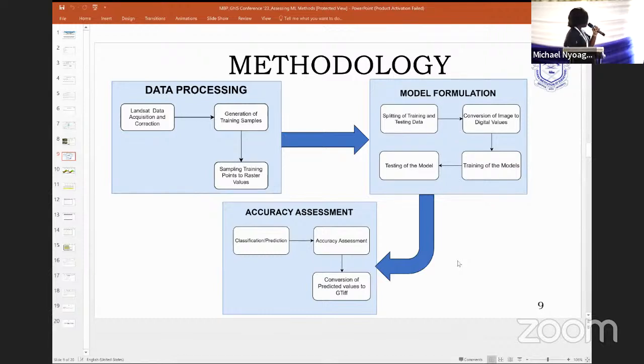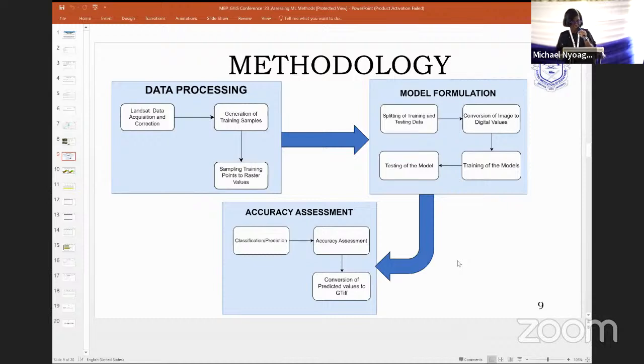Then we did the classification. So we classified it. We had the accuracy assessment using the metrics that I mentioned earlier. And then finally, we converted our values. Like I said, we initially converted it to the array format, that's the digital numbers. After we were done, we converted it back to the GeoTIFF format. The results and discussion, this is what we had.